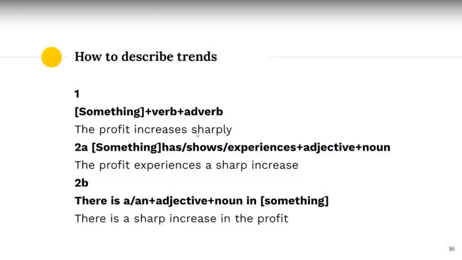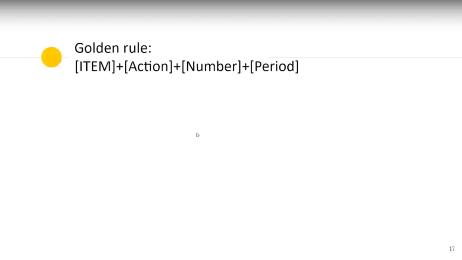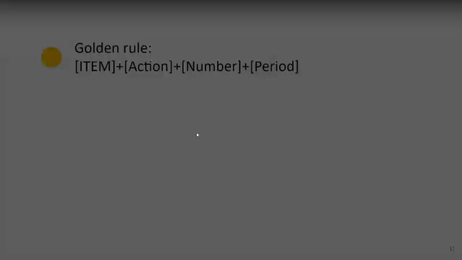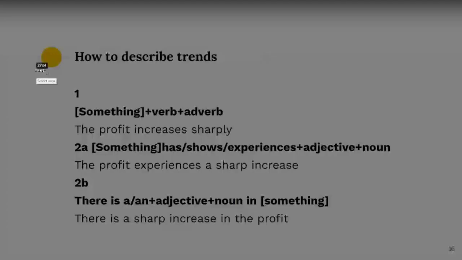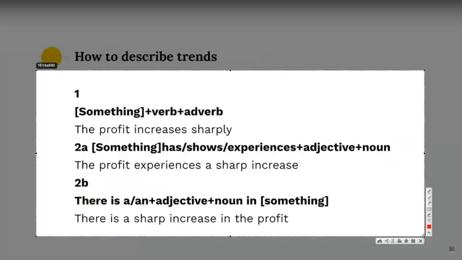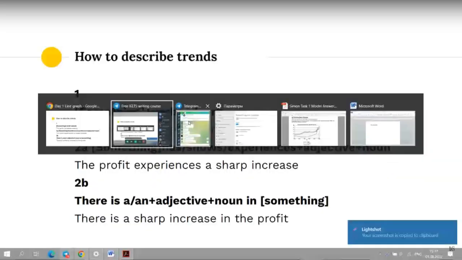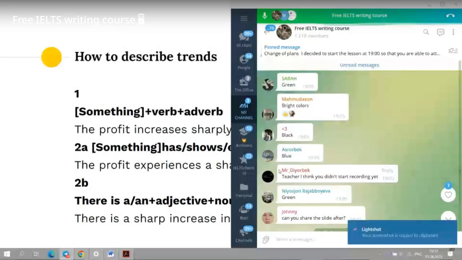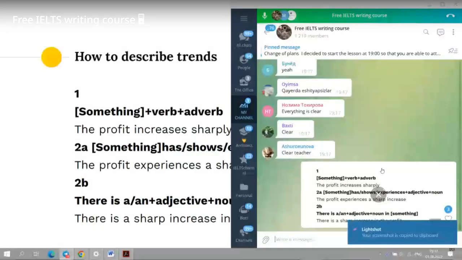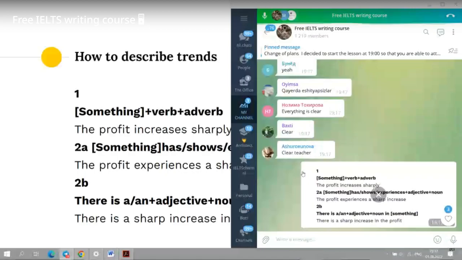Now we'll try to use this in action. I think I have to send it to you guys before we move on. So let me send it to you. Now we'll do some exercise. Let me just send it to you. Just 1 second.